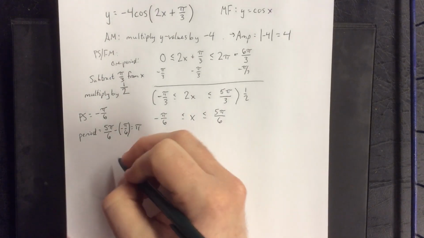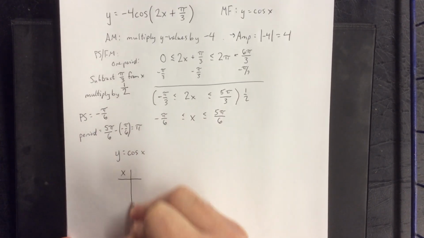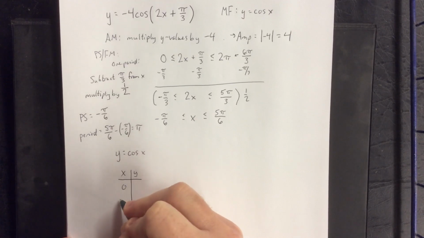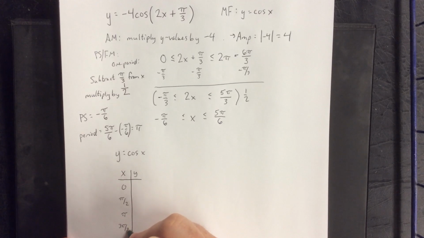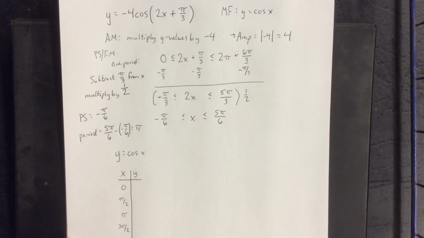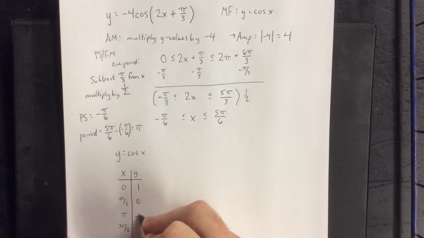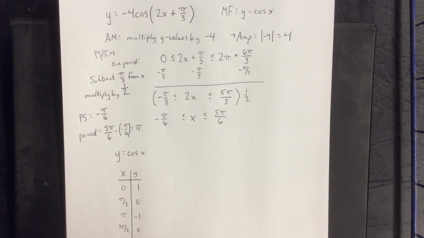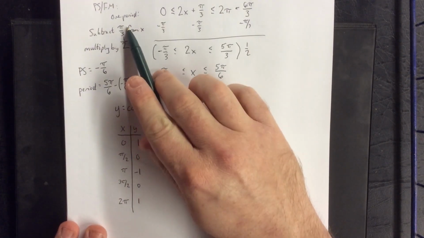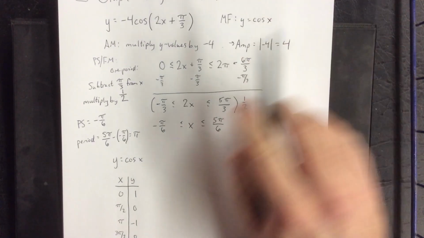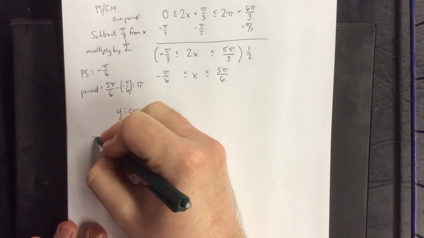So let's start with our mother function, y equals the cosine of x. We use values 0, pi over 2, pi, 3 pi over 2, and 2 pi. The y values for the cosine will be 1, 0, negative 1, 0, and 1. We have two horizontal transformations to apply, as well as one vertical transformation to apply. Let's go with the horizontal transformations first.